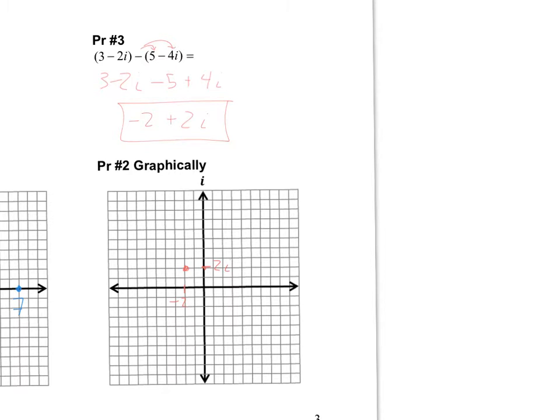And that's it. So now when you go to graph it, you're going to go back 2 on the real and up 2 on the imaginary. Remember, this is the real axis. I keep switching those words. So back 2 on the real and then up 2 on the imaginary.